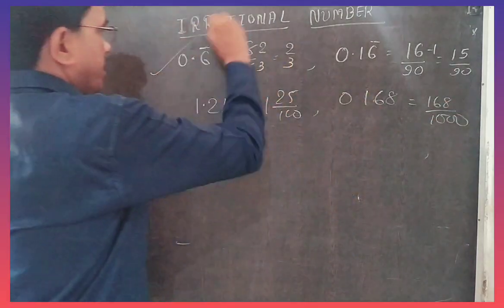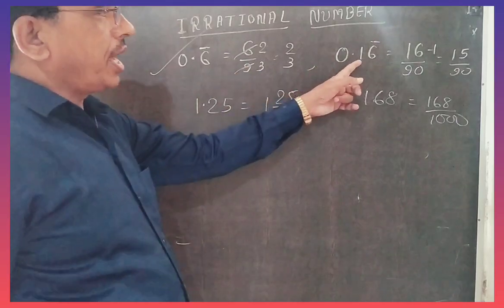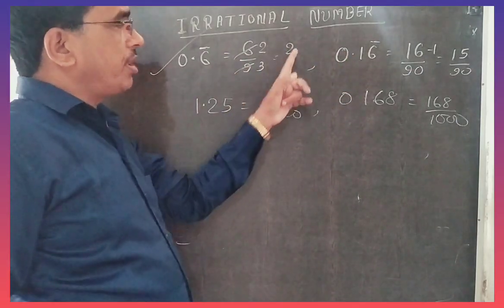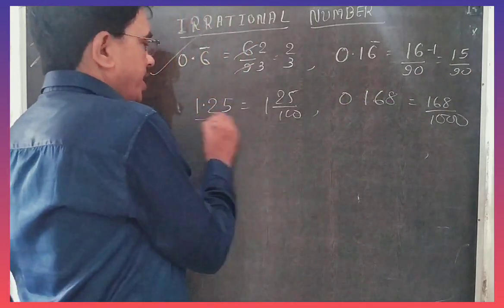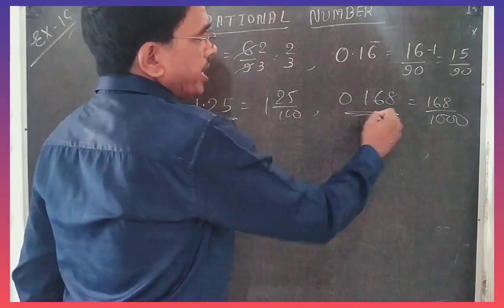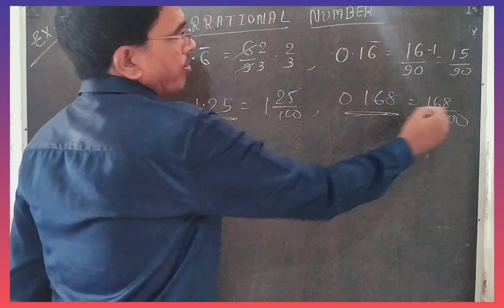That means these are repeating decimals. These are repeating decimals, then we can express them in the form of p by q. Here are terminating decimals, and we can express them in the form of p by q too.